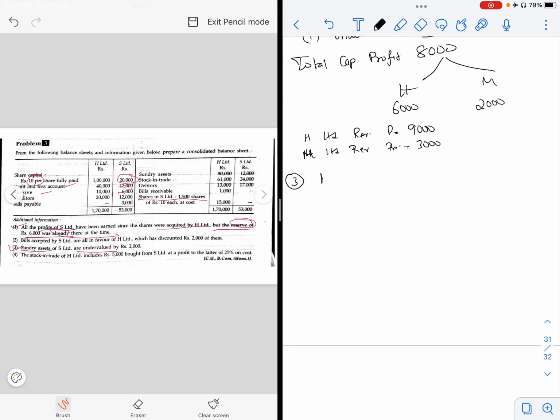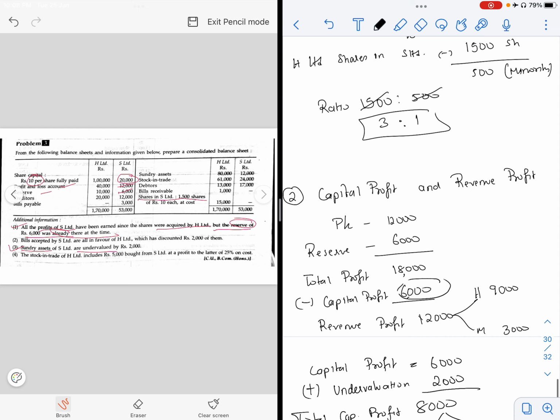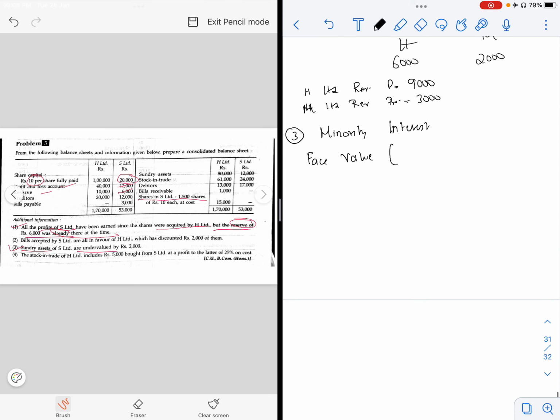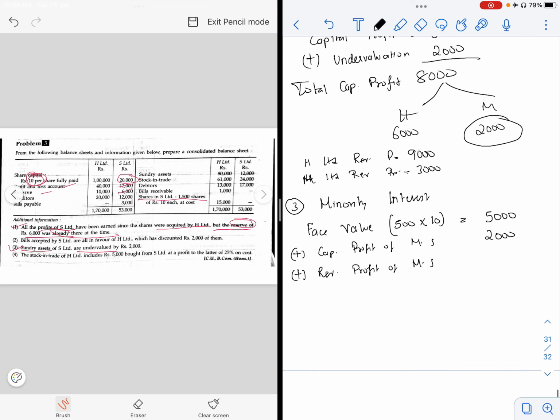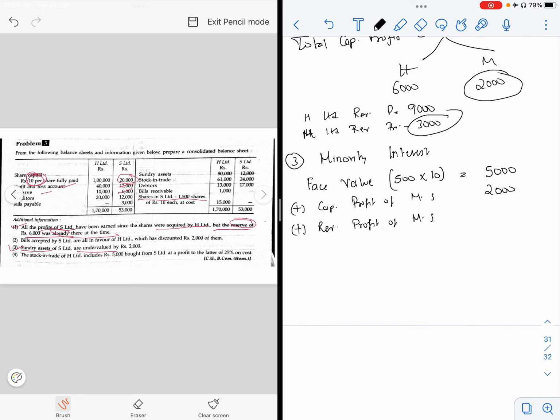Working note: minority interest. First, the face value of minority shares: 500 shares into rupees 10 each is 5,000. Plus capital profit of minority shares, 2,000, plus revenue profit of minority shares, 3,000. So the total minority interest is 10,000.